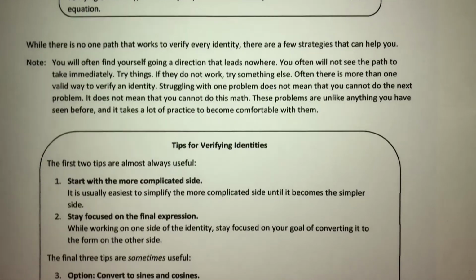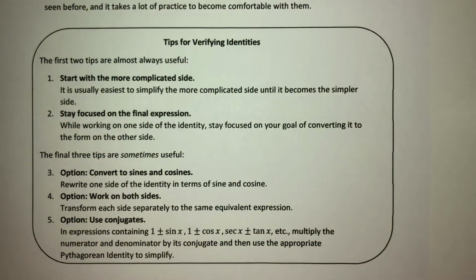So here are some tips. The first 2 tips are almost always useful, and that is to start with the more complicated side of the identity, and we're going to simplify that until it becomes the other side, okay? We also want to stay focused on the final expression. If your final expression has secant in there, then you probably want to try to find a secant when you are simplifying. So just stay focused on that goal. It will help you pick a good path, okay?